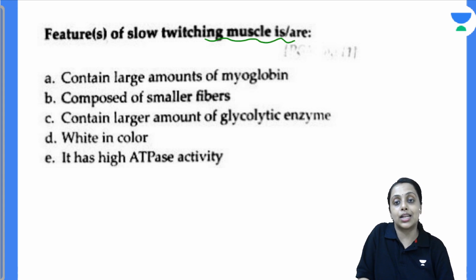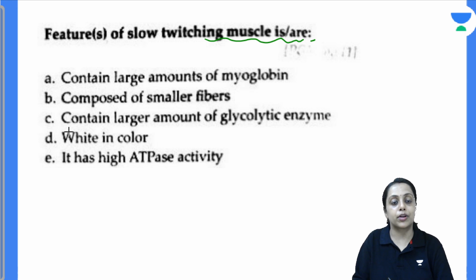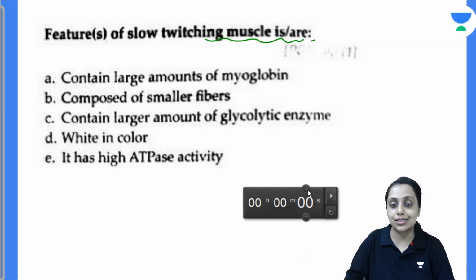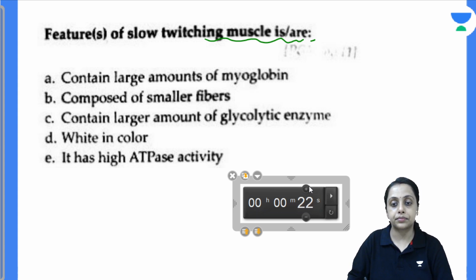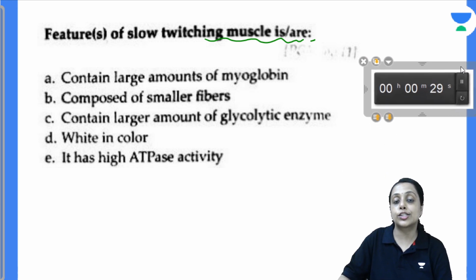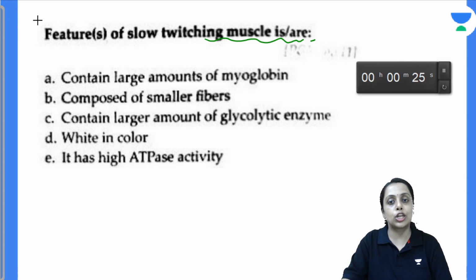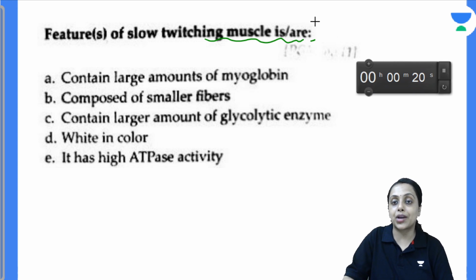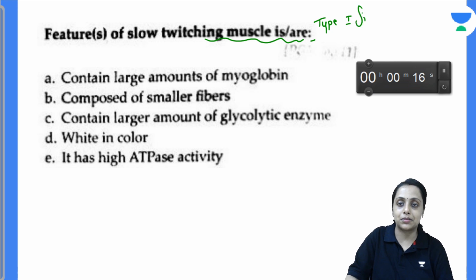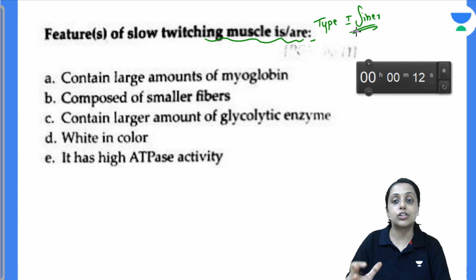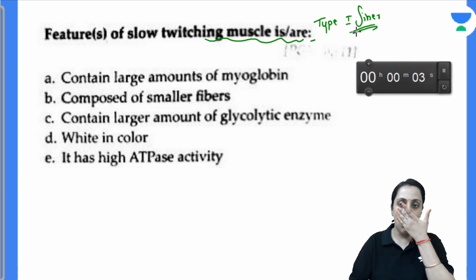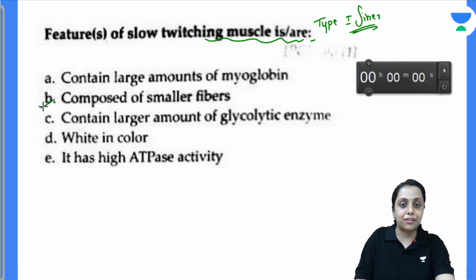Features of slow twitching muscle are: contains a large amount of myoglobin, composed of smaller fibers, contains a large amount of glycolytic enzyme, white in color, has high ATPase activity. Since it consists of multiple answers, do check every point very carefully. What do you mean by slow twitching muscle? These are our type 1 fibers. Now, which of these are features of type 1 fibers? They are small fibers. They are red fibers because of the presence of a large amount of myoglobin. They have high ATPase activity. So the answer is A, B and E. Is this clear?